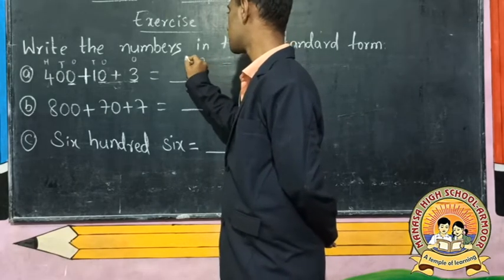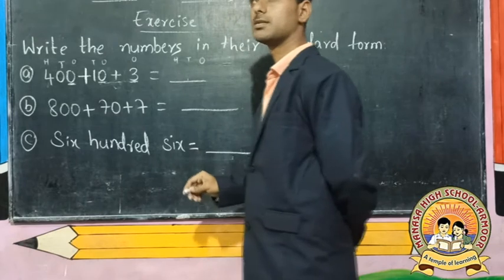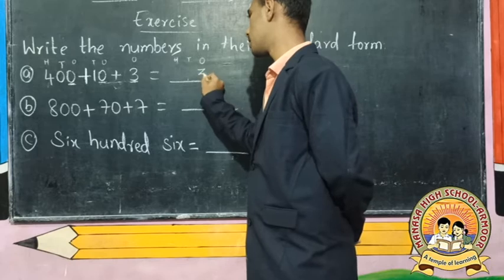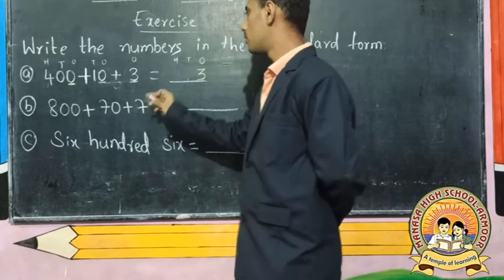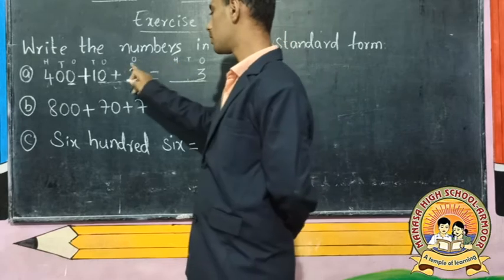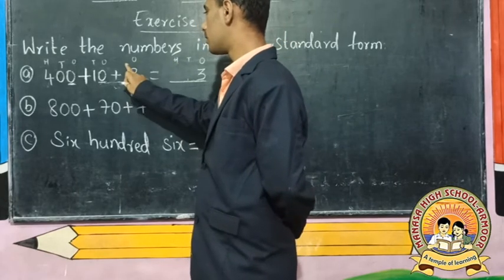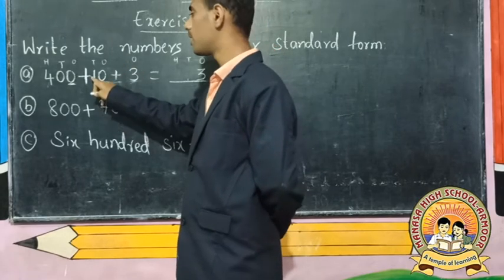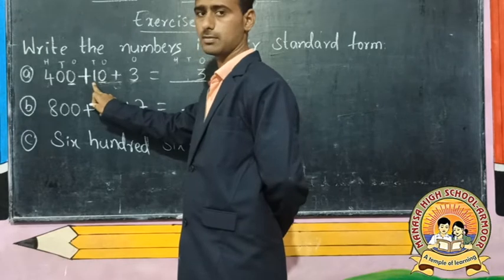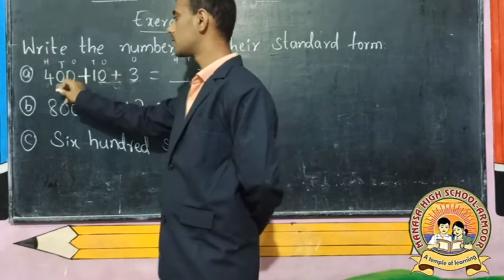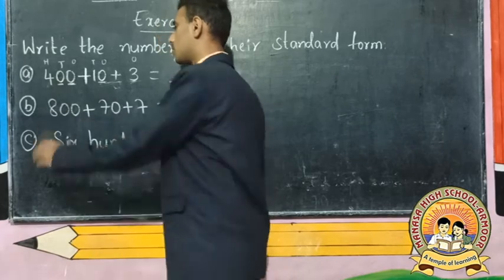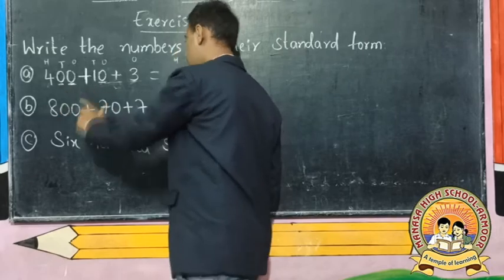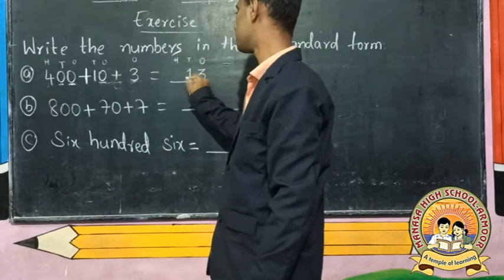So here write ones, tens, hundreds places. So in the ones place, what did we get, children? Yes, 3 is the answer. Now let us go to the tens place. Here we don't have any digit in the tens place, so we directly go to the next number. Here in the tens place 1 is there. Here 0 is in the tens place. So we have to add 0 and 1. So 0 and 1 is 1.